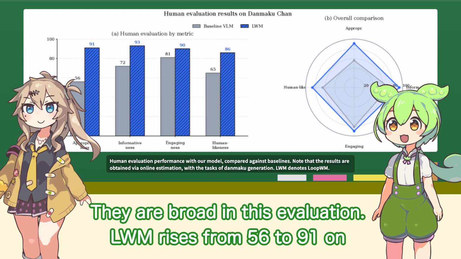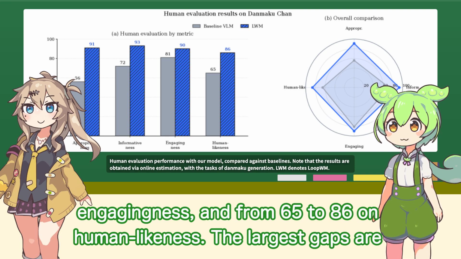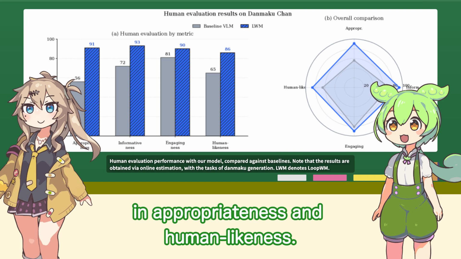They are broad in this evaluation. LWM rises from 56 to 91 on appropriateness, from 70 to 93 on informativeness, from 81 to 90 on engagingness, and from 65 to 86 on human likeness. The largest gaps are in appropriateness and human likeness.